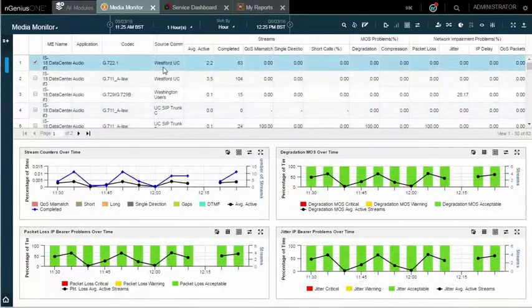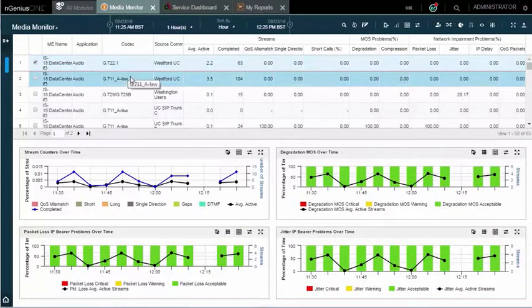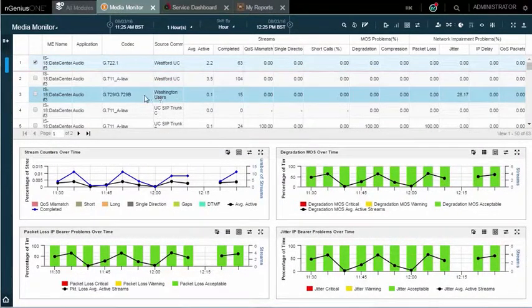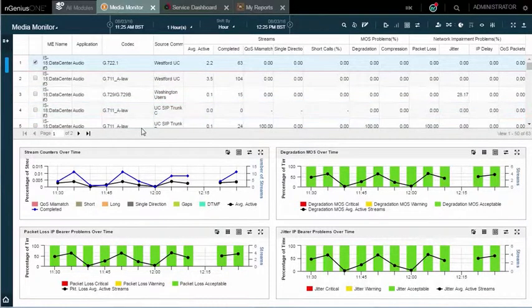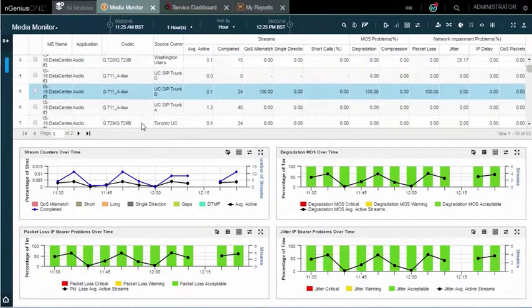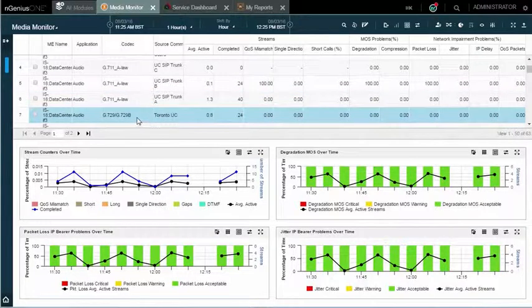In the same way, we can look at codecs and see what locations are using which codecs. Westford is using G711 and G722, Washington G729, the SIP trunks G711, and so on. This allows us to really understand what was planned in terms of codec configuration and service design versus what was actually deployed in the infrastructure.